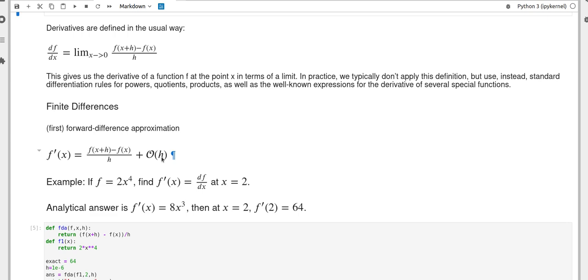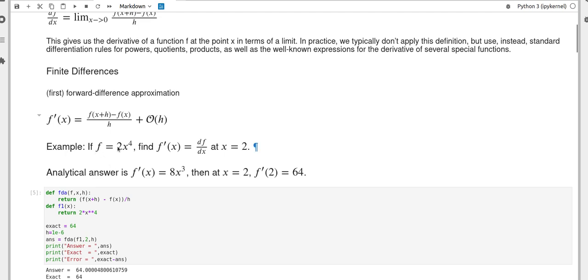Let's start from a simple example. Let's say f equals 2x raised to the power 4. I want to find the derivative of f, that is f prime of x, which means df/dx. I want to evaluate this derivative at x equals 2.